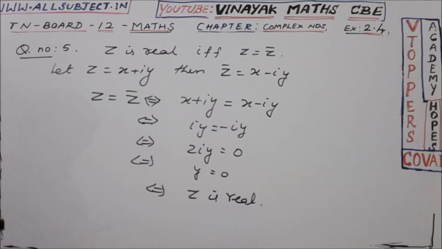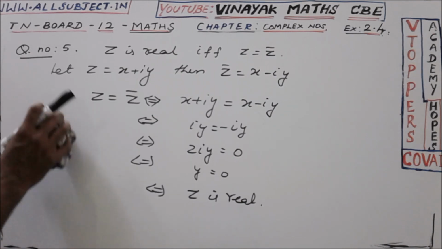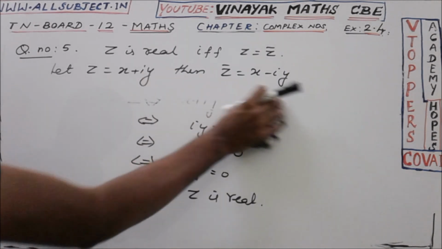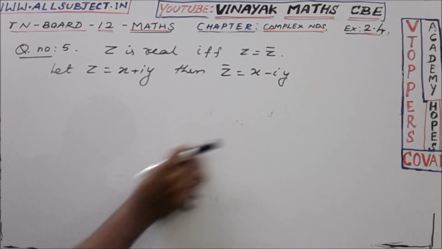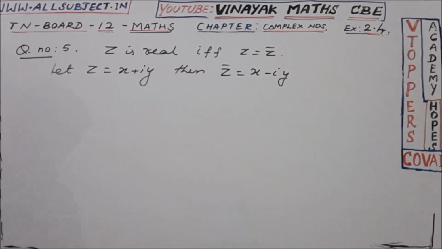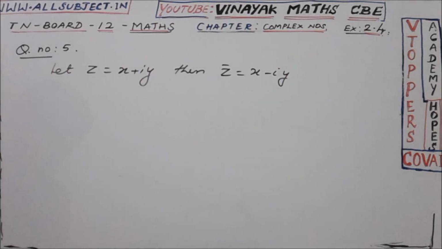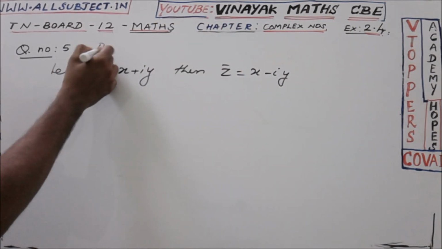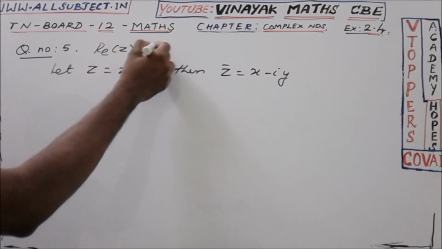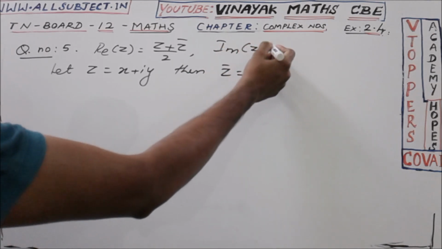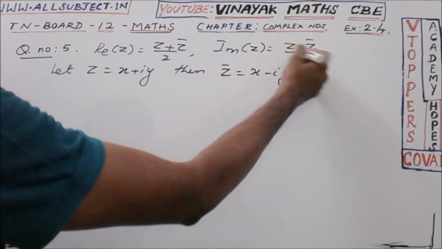And then the second property, similar to this way, prove that real part of z equal to z plus z bar by 2 and imaginary part of z equal to z minus z bar by 2i. When introducing the conjugate of a complex number, we have derived those two results. They are the subdivision number 2 here. The second subdivision is, we prove the properties, real part of z equal to z plus z bar by 2 and imaginary part of z equal to z minus z bar by 2i.